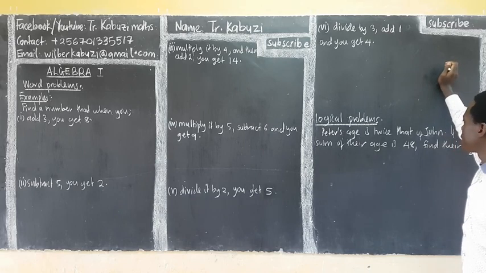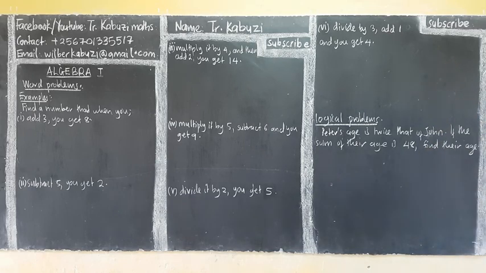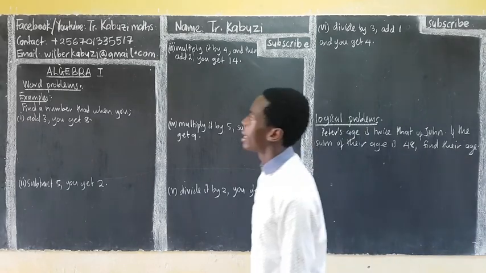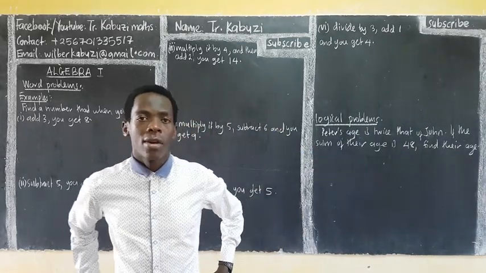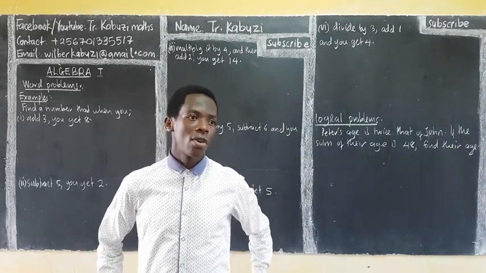Peter's age is twice that of John. If the sum of their ages is 48, find their ages. So these are the ones we are going to handle today. They are called word problems, or sometimes they are called logical problems.